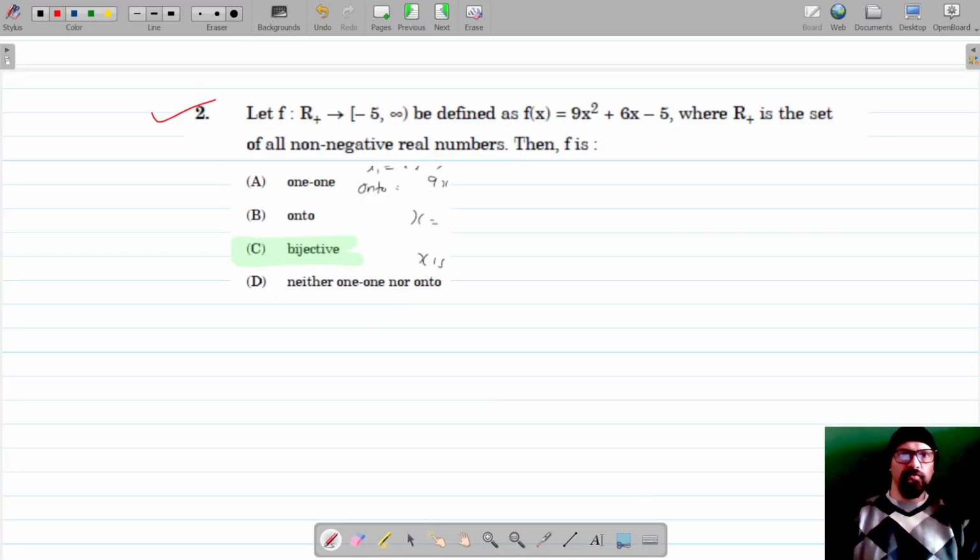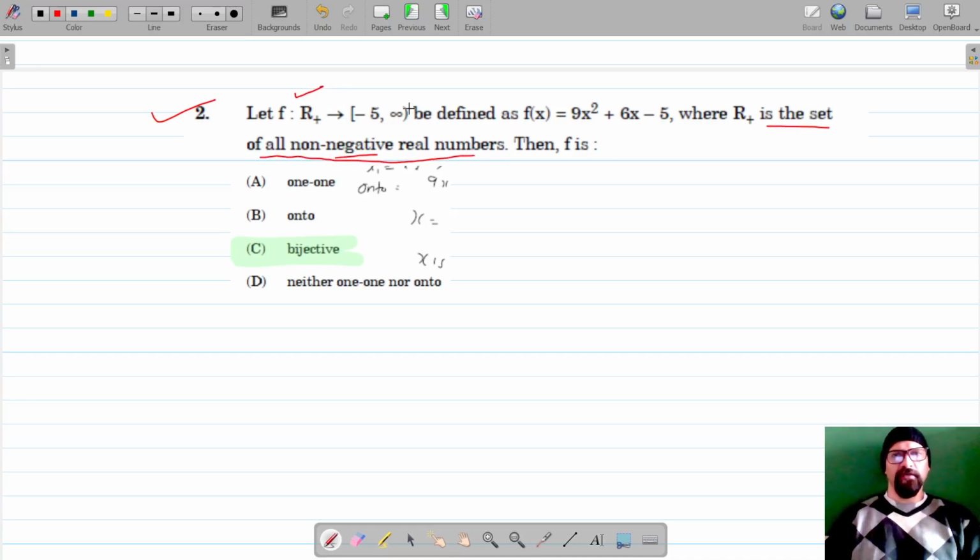Okay, for question number 2, there's a function that's defined from the set R plus, the set of all non-negative real numbers, to the set which contains the real numbers from -5 to infinity. The function is 9x squared plus 6x minus 5. We have to check whether it's one-one, onto, bijective, either one-one or onto. So let's try to understand the question first.